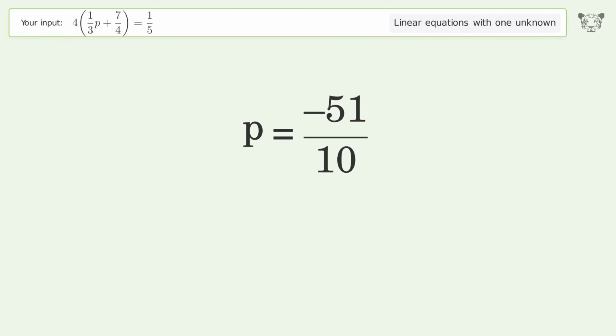And so the final result is p equals -51/10.